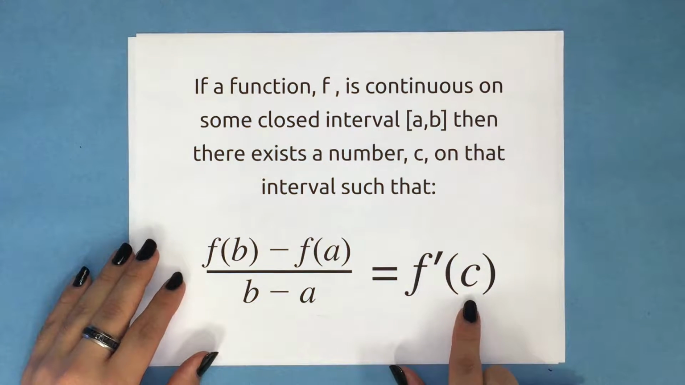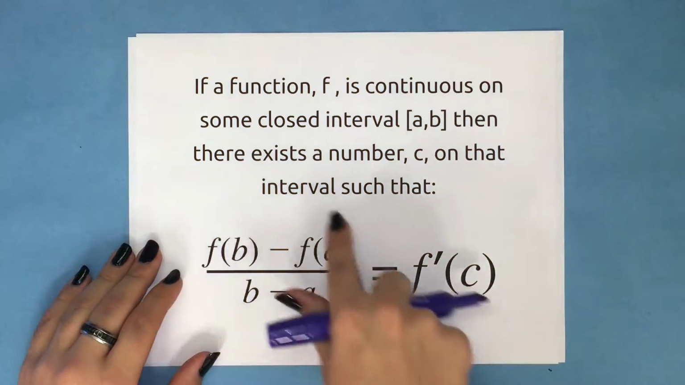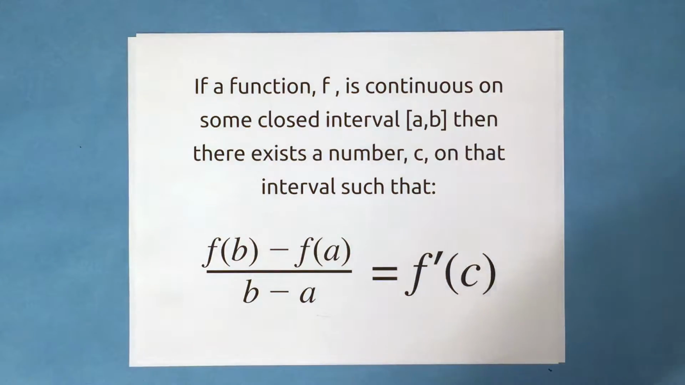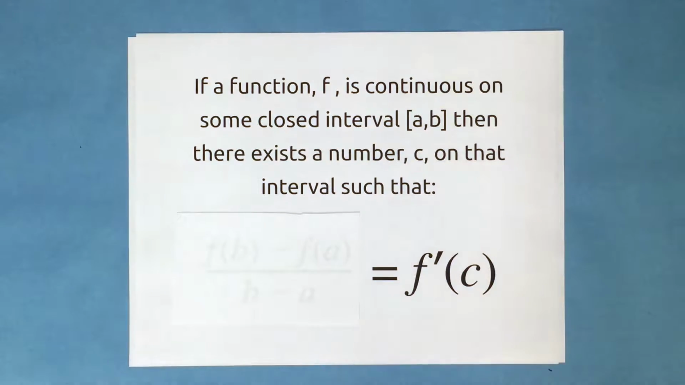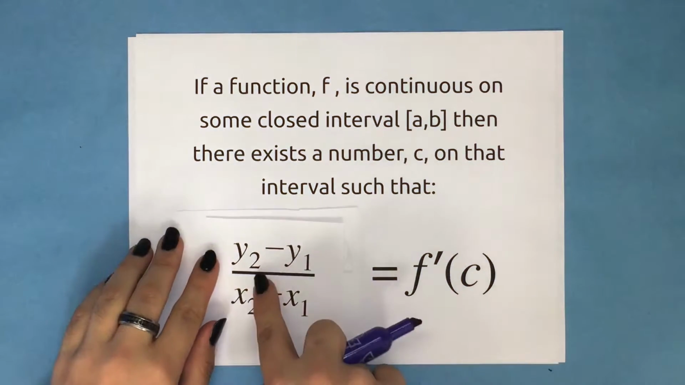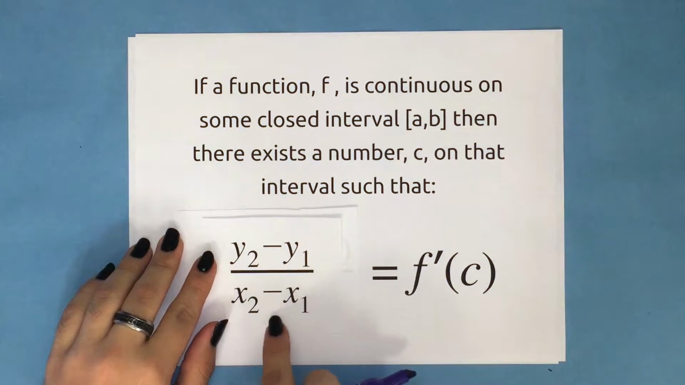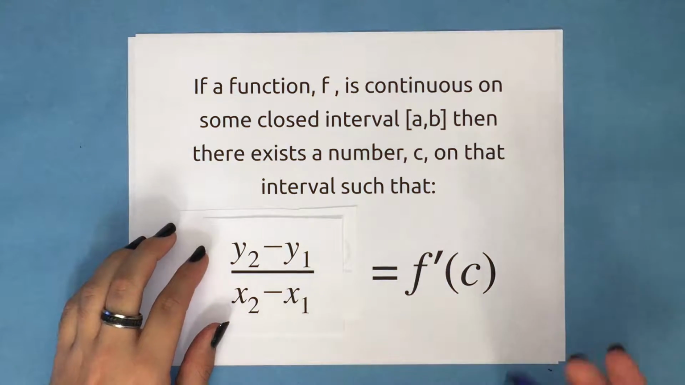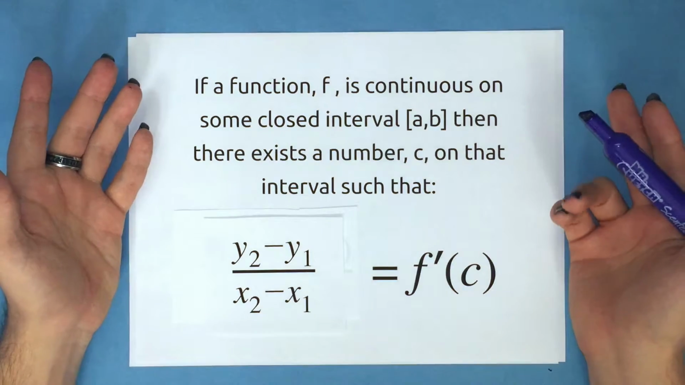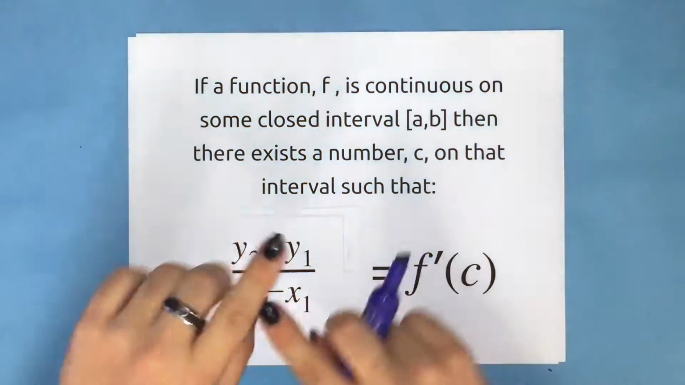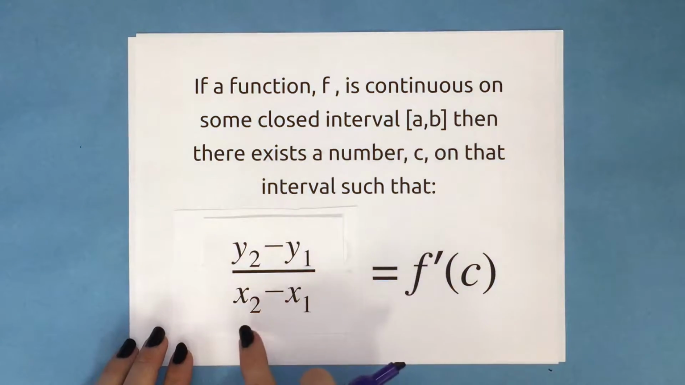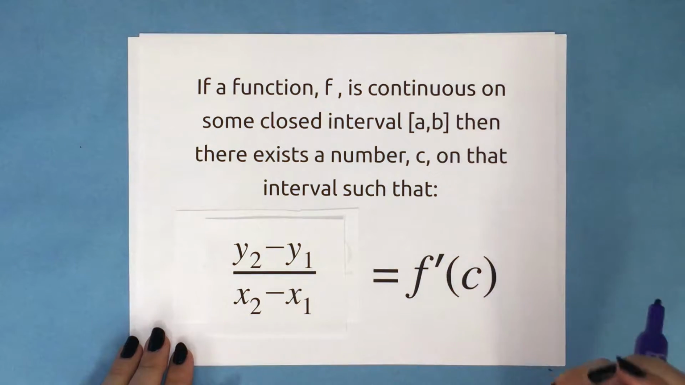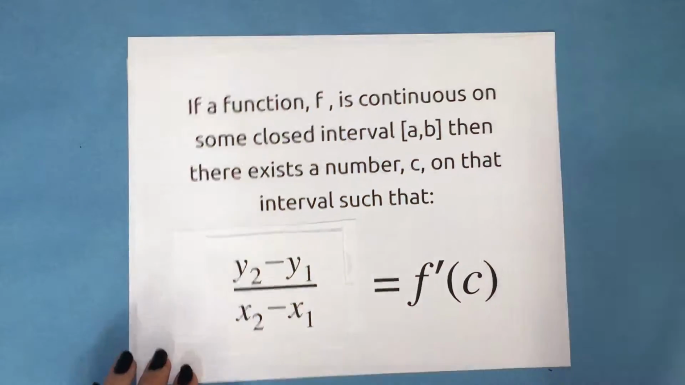Now what is that saying though? Look at the term f of b minus f of a over b minus a. Do you recognize it? Well, what if I wrote it like this? y2 minus y1 over x2 minus x1. That's the slope formula. So essentially, this theorem is saying that if we have a function that behaves nicely, the slope over the whole interval is going to be the same as the derivative or slope of a tangent line at least one point on that interval.